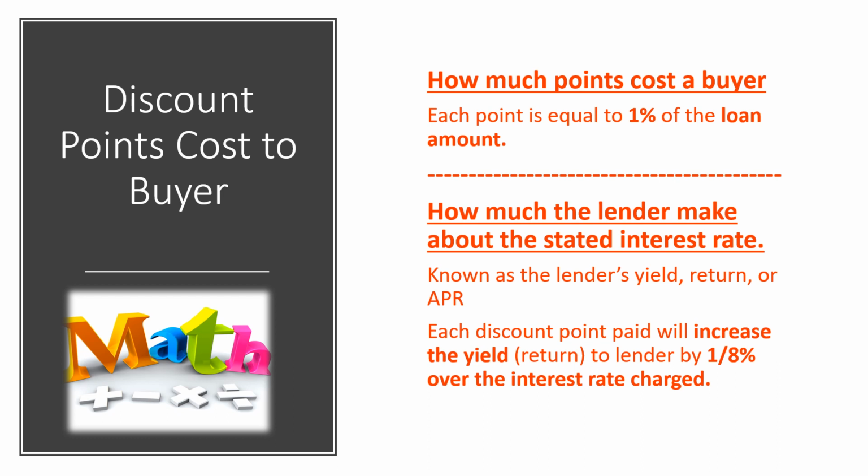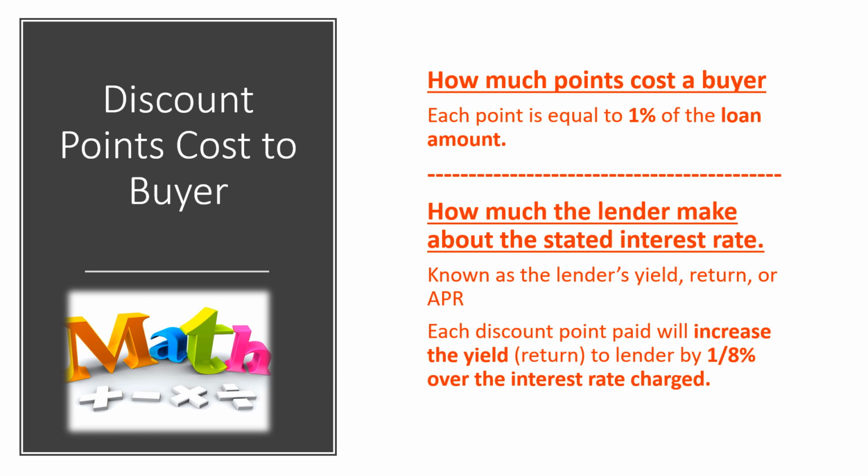Now, how much will the lender make off this? That's known as the lender's yield, return, or APR, which we talked about in the previous slide. Each discount point paid will increase the yield to the lender by 1/8 of 1%. So let's say they got a 3% loan and they paid 3 points. How much is the APR? It's 3% plus 3/8 because there's 3 points. So the APR is truly 3 3/8%.